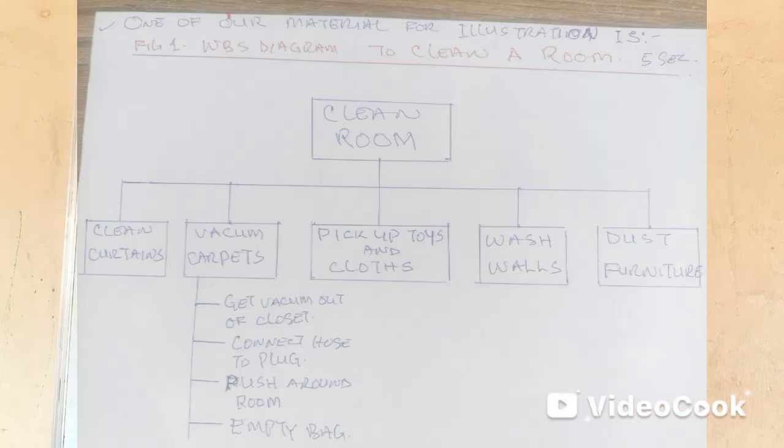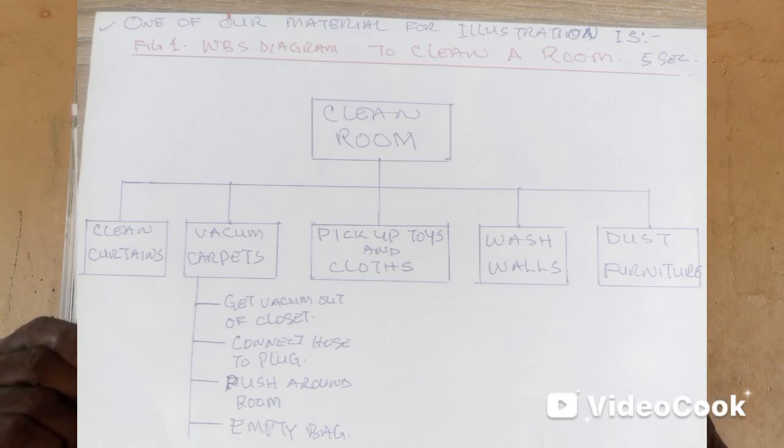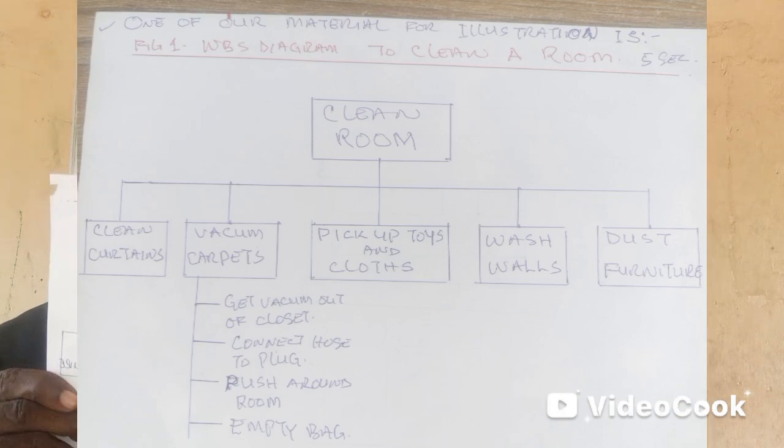And this is a work breakdown structure diagram for cleaning a room. This is the project. And these are the broken down tasks that need to be accomplished soonest. And this is a sub-broken down task also from this work breakdown structure diagram.